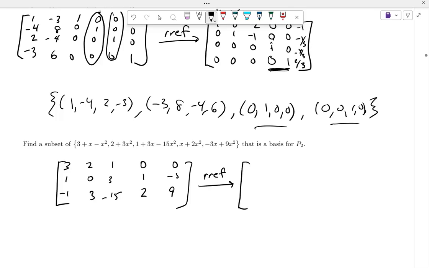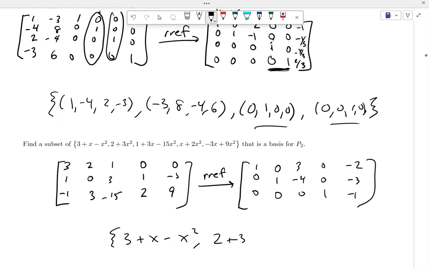Also, did you already get it? Okay. 1 0 0 0 1 0 3 negative 4 0 0 0 1 negative 2 3 negative 1. So which of the original set do you want to keep? Yeah, the first, the second, and the fourth.